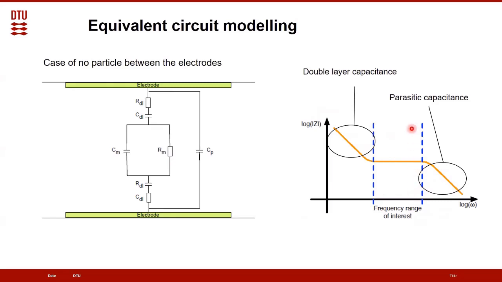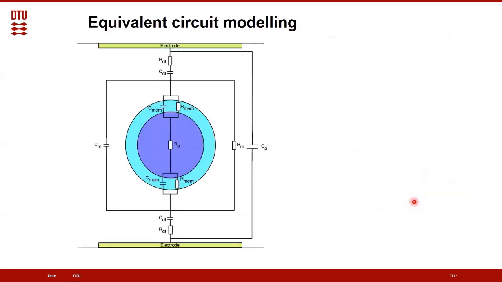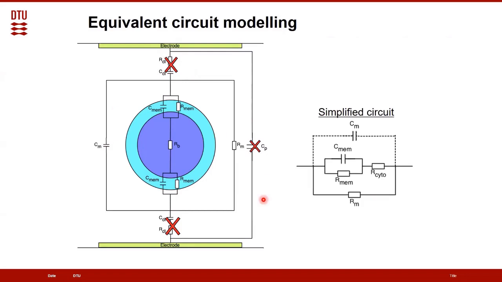That means that if we limit ourselves to this area where we're measuring directly at the medium, so what is between the electrodes and not the double layer or the parasitic capacitance, within a frequency range, then we can ignore quite a few of these elements from the equivalent circuit and create a much more simplified circuit. Sometimes we can also ignore the medium capacitance. And then our cell model is actually extremely simple.